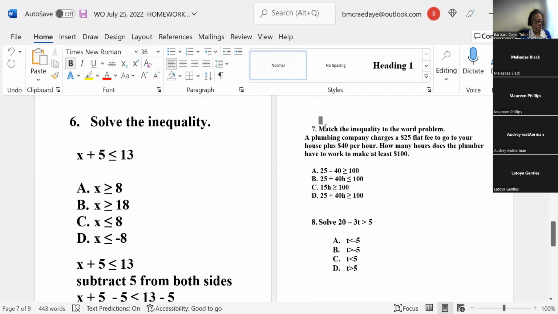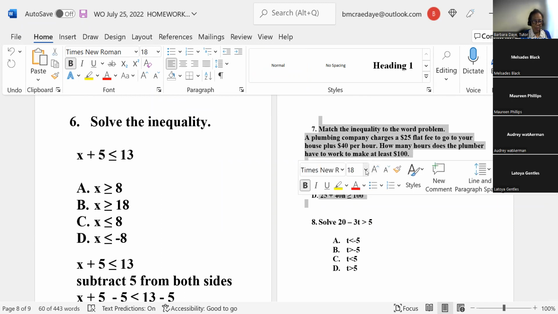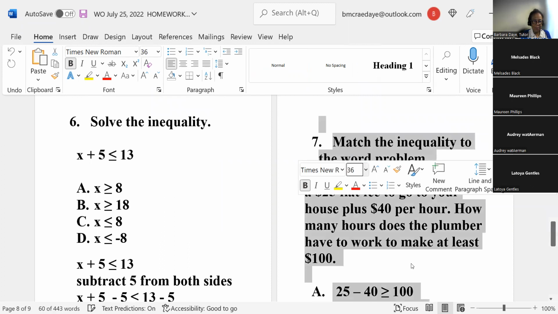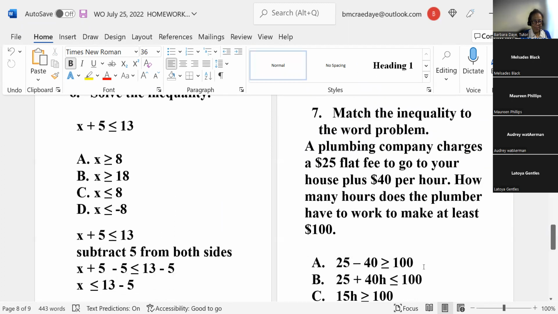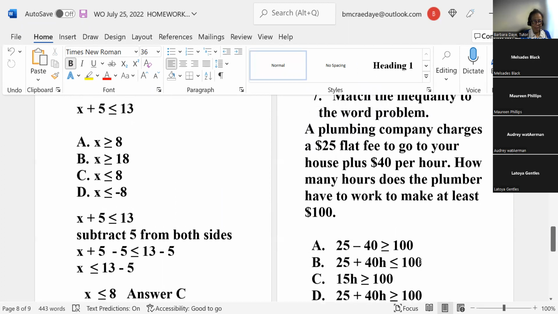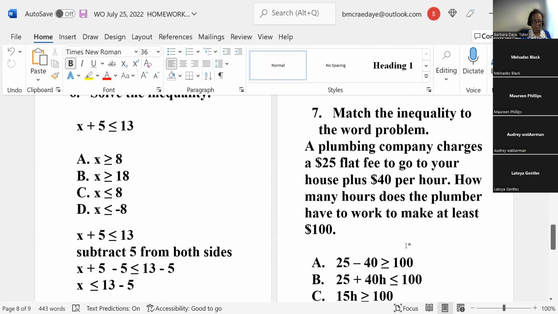Audrey, read number 7. Tell me the answer. I bet you solved it, right? Number 7: match the inequality to the word problem. Okay, you have a $25 flat fee, right? I'm underlining what you needed. $40 per hour. This is what you'll need to solve the problem. That's what the plumber gets, $40 an hour.